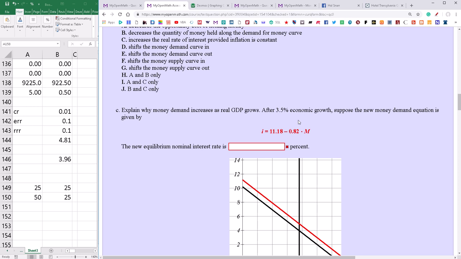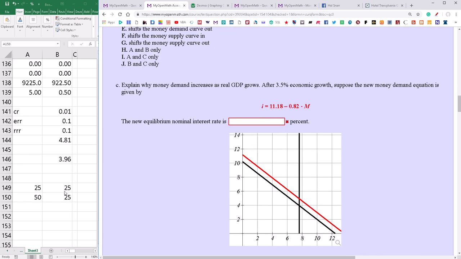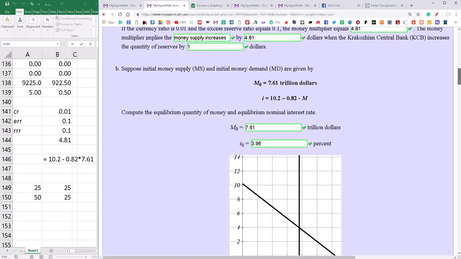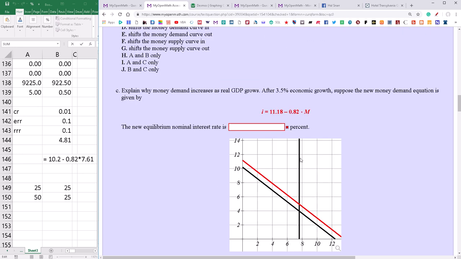Okay, so now we've got to calculate the new interest rate. So all I'm going to do is go over to Excel. This was the original intercept of demand, right? Demand's intercept was 10.2, the slope was negative 0.82, and money supply was 7.61. Well, the money supply is assumed to be constant. It's a parallel shift out, so the slope doesn't change. The only thing that's changing is the intercept of this demand curve. So I'm going to replace 10.2 with the new value. And I get 4.94 as the new interest rate.